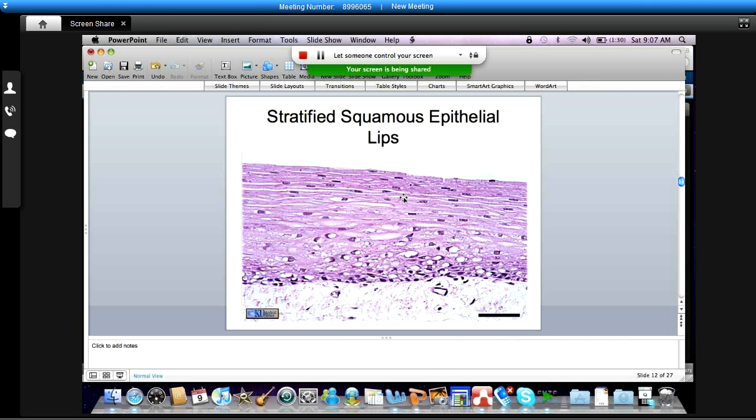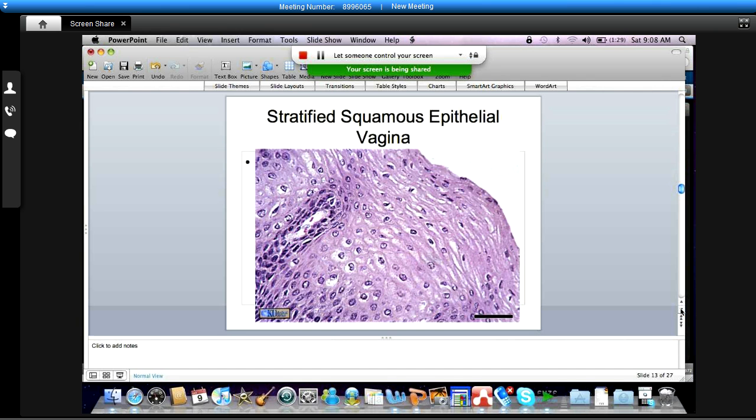Stratified squamous epithelial tissue. Again, I would give you a description. Where is it located? The lips are an excellent example of where you'd see stratified squamous epithelial tissue. And you see the stratification, how the cells are stacked upon each other. Again, the lips are a classic location for this tissue type.